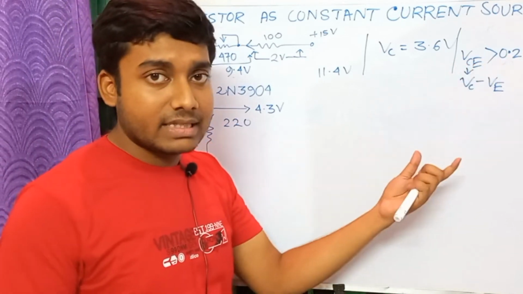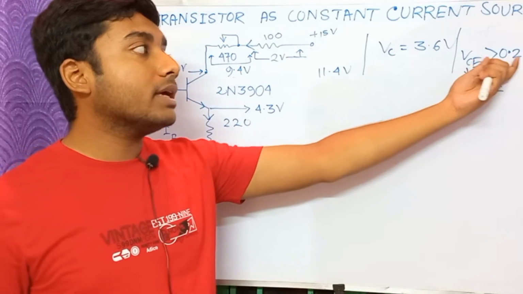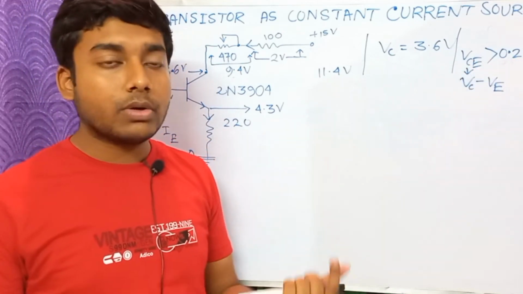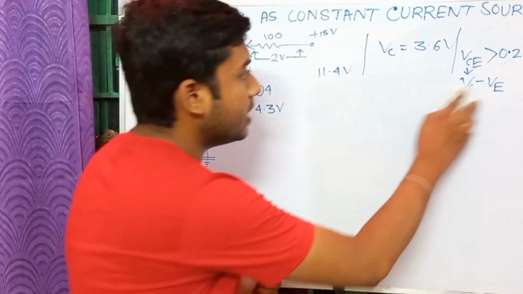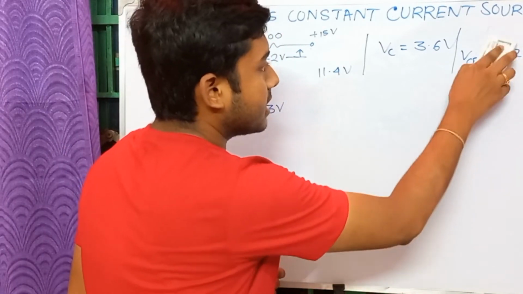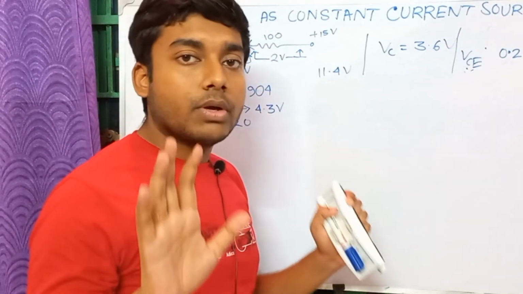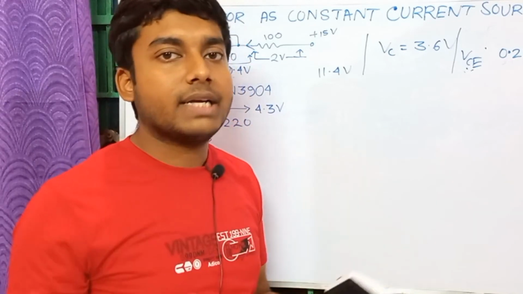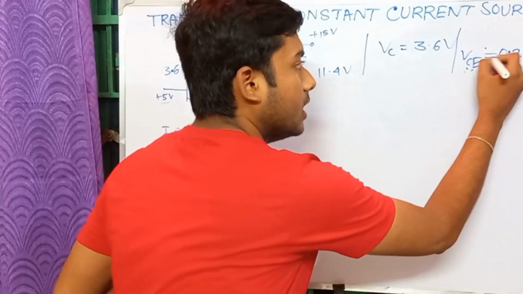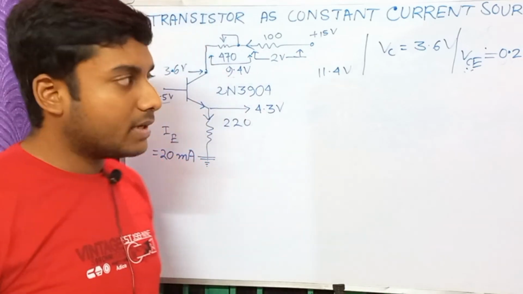Okay, at least the VCE voltage should be 0.2 volt. When VCE is greater than 0.2 volt, then we call that the transistor is working in the active region, and when it is equal, then we call that it is working in the saturation region.